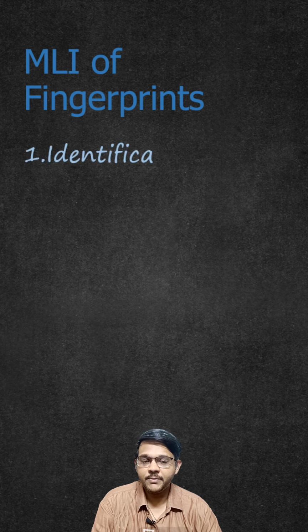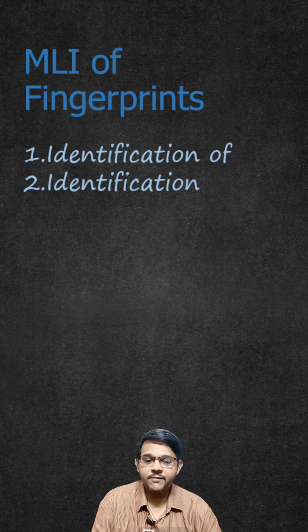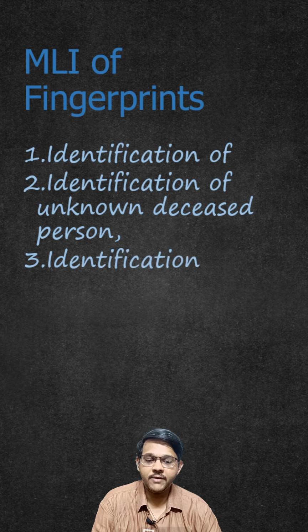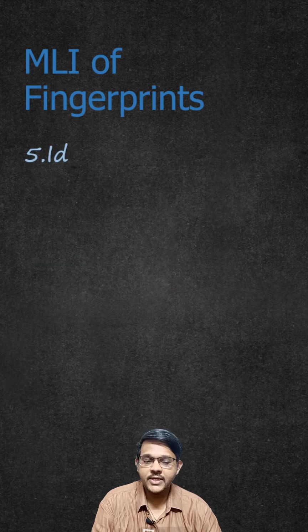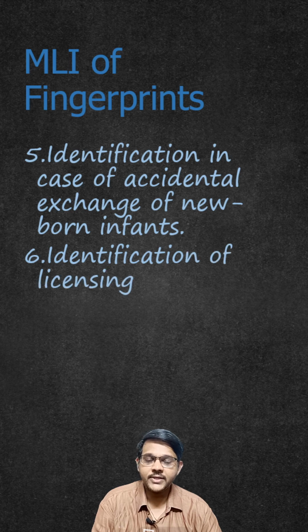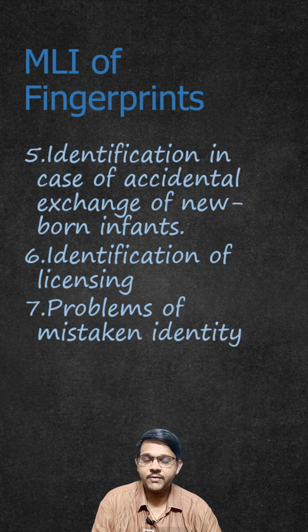Fingerprints are particularly important mainly for identification of criminals, identification of deceased unknown persons, identification in case of disasters, identification in case of accidental death, and in case of infants. In cases of licensing and bank forgeries, fingerprints are useful. It is also useful for problems in cases of mistaken identity.